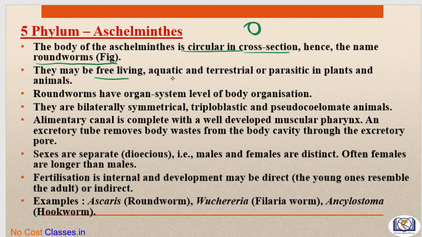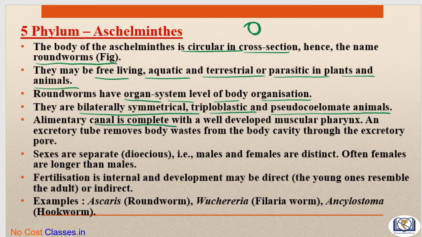They may be free-living, aquatic, terrestrial, or parasitic in plants and animals too. Roundworms have an organ system level of body organization. They are bilaterally symmetrical, triploblastic in nature, and pseudocoelomate animals. The alimentary canal is complete, though it was not there in the parasitic forms of the Platyhelminthes. A well-developed muscular pharynx is present, and an excretory tube removes body waste from the body cavity through the excretory pores.